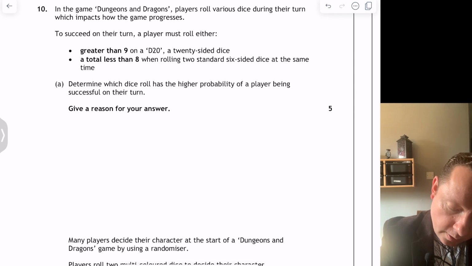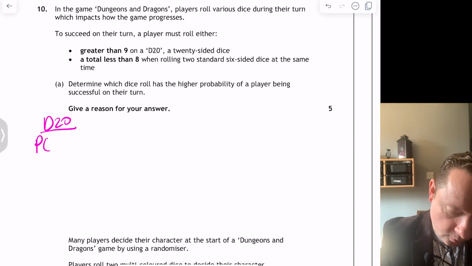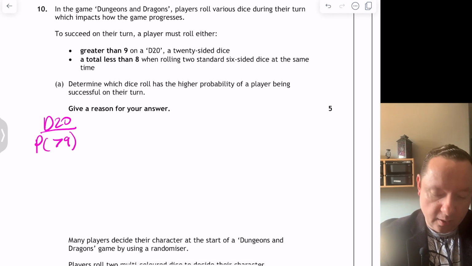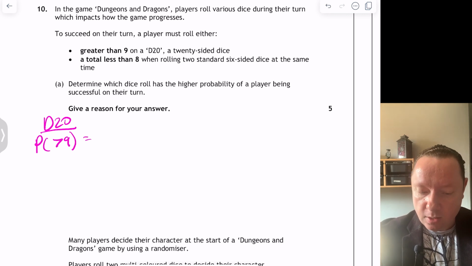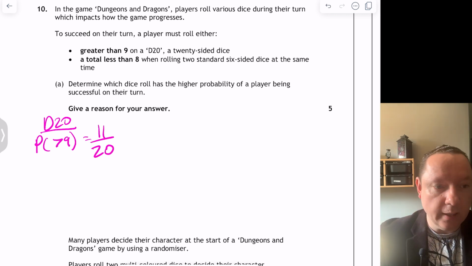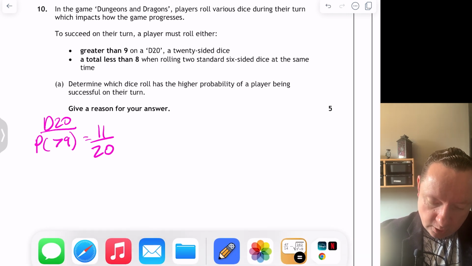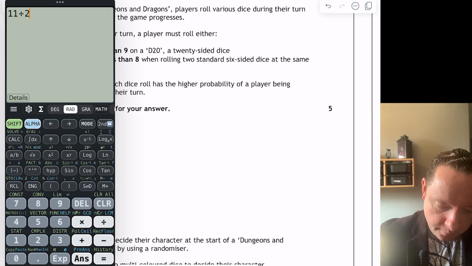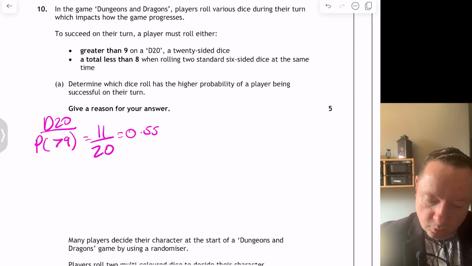So, let's look at the 20-sided dice first. d20, that's just a single thing, so greater than 9. So I want the probability of something happening which is bigger than 9. How many numbers are bigger than 9 on a 20-sided dice? Well, let's just count it. 10, 11, 12, 13, 14, 15, 16, 17, 18, 19, 20. That's 11. And there's 20 numbers in total, so 11 out of 20. Now we can change that to a decimal, because we're going to have to compare. So we can just get a calculator. 11 out of 20 is 0.55. So that one's easy.